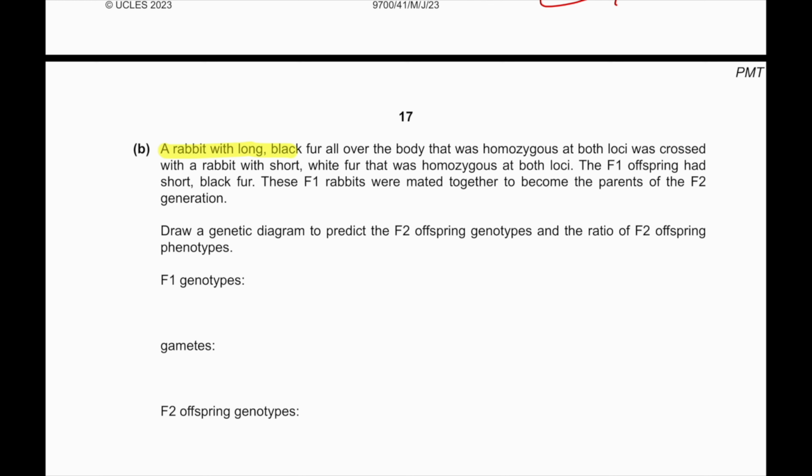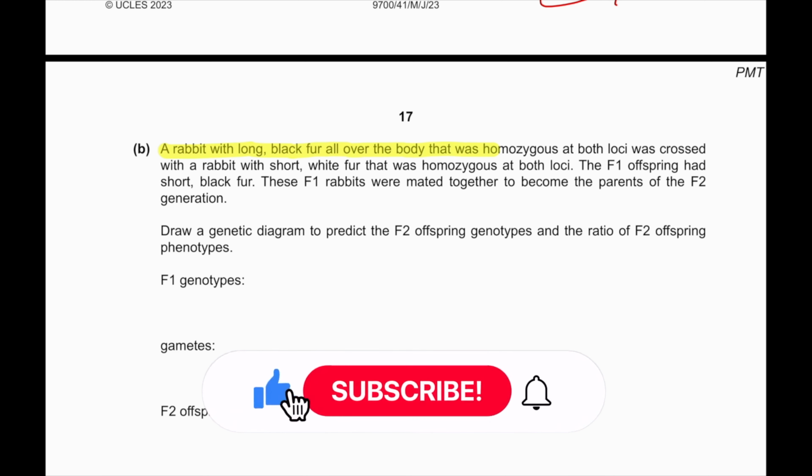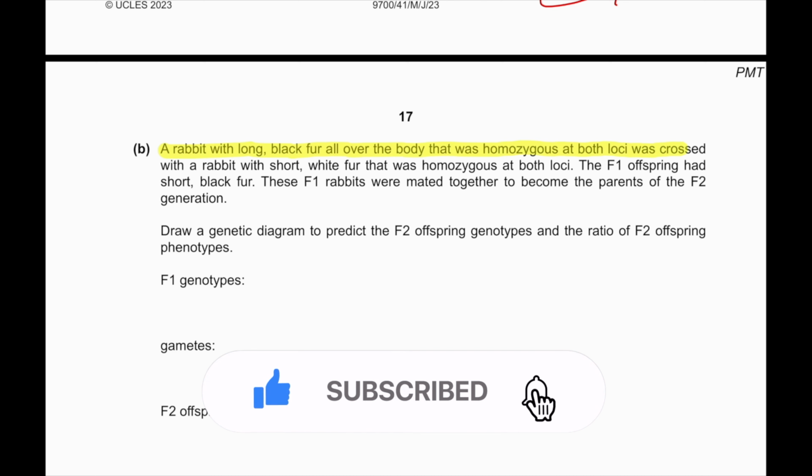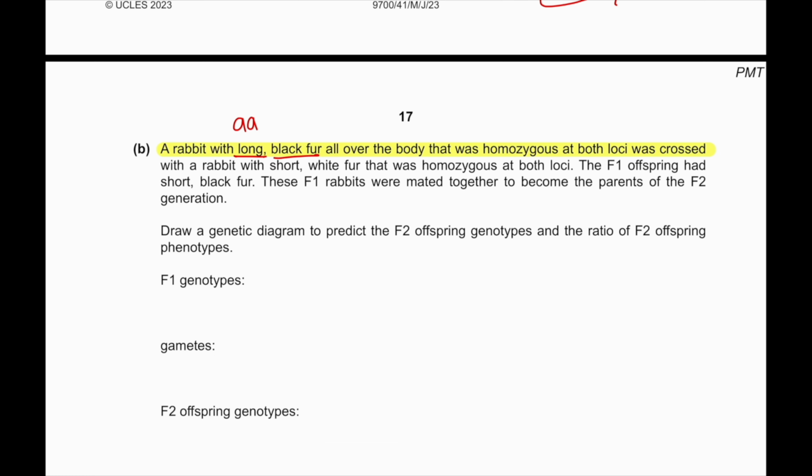A rabbit with long black fur all over the body that was homozygous at both loci was crossed. So it had long, meaning it has small a. It had black fur, which is homozygous at both loci, meaning it had capital B and capital B. And then it was crossed with a rabbit with short and white fur that was homozygous at both loci. So short is capital A because it is homozygous, and white fur will be small b because it is albino.